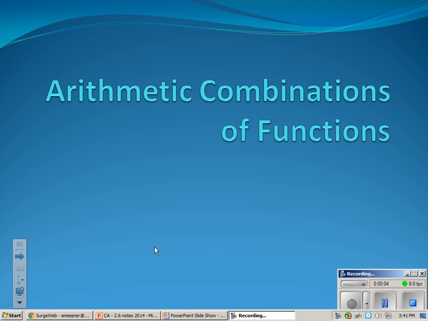This lesson is for Chapter 2, Section 6, Arithmetic Combinations of Functions. So if everybody would please get out their notebook, be ready to write down your examples, and turn in your textbook to page 214, we will get started.